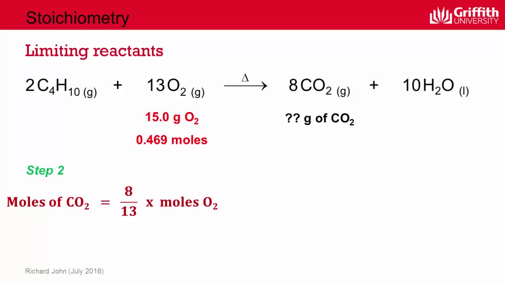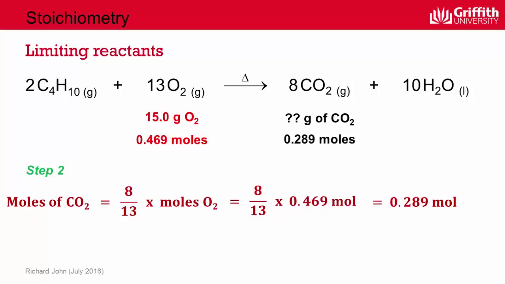In step 2, we are going to calculate the moles of carbon dioxide that are produced, and an expression for that is 8/13 times the moles of oxygen. Remember, the moles of carbon dioxide are going to be determined by the starting moles of the limiting reactant, which is the moles of oxygen. The 8/13 comes from the ratio of the stoichiometric coefficients. That's the 8 divided by the 13, the stoichiometric coefficient of the substance you are trying to find information about, divided by the stoichiometric coefficient of the substance you have been given information about. 8/13 times the moles of oxygen, and we just calculated that in step 1 to be 0.469 moles, and 8/13 times 0.469 moles equals 0.289 moles.